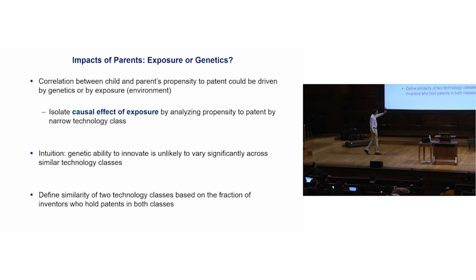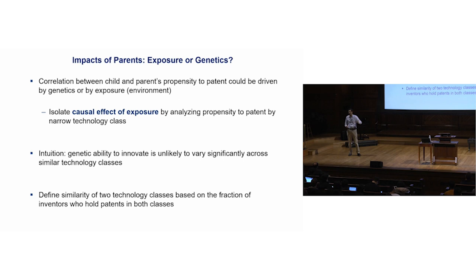But in order to show you that, the first thing we need to do is to identify technology types that are very similar to each other. We need a way to quantify the distance between two different technology classes of patents. And so the way we're gonna do that, I think one intuitive approach, is to ask, how many people are there who have patents in two given classes?